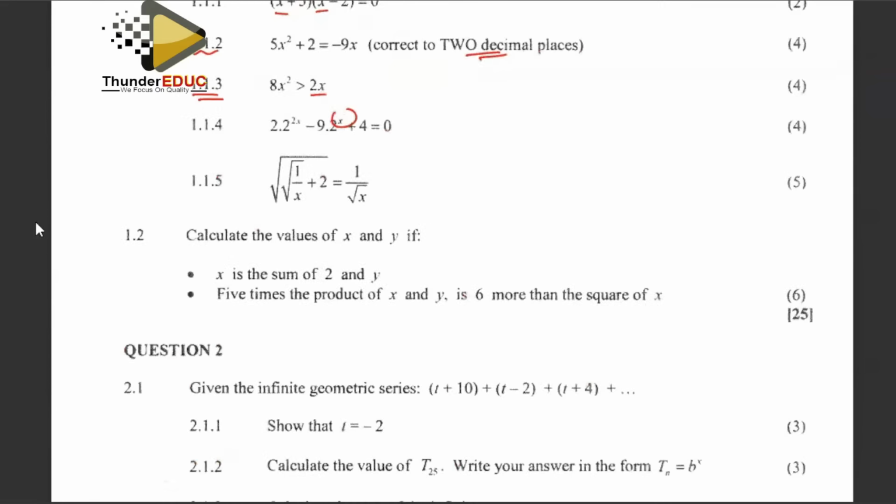Okay, so that brings us to the end of question 1.1.4. Then 1.1.5, what a tricky question for 5 marks. Let's see what the examiners really wanted in this part. So the question is telling us that if we have the square root of the square root of 1 over x, we are adding a 2, and then it should give us 1 over the square root of x.